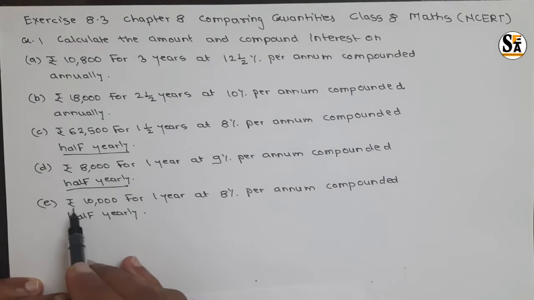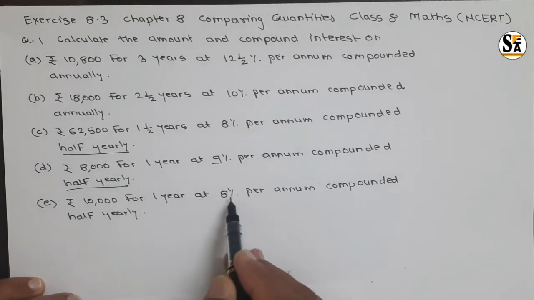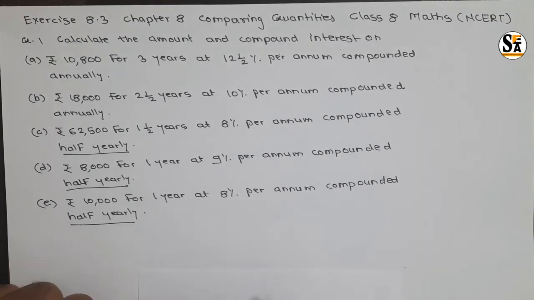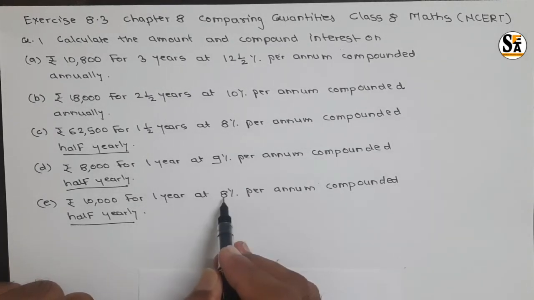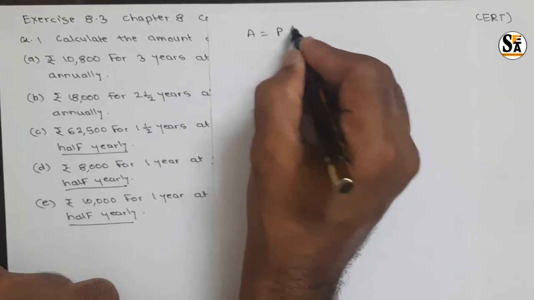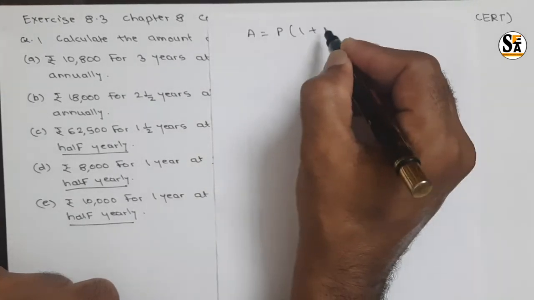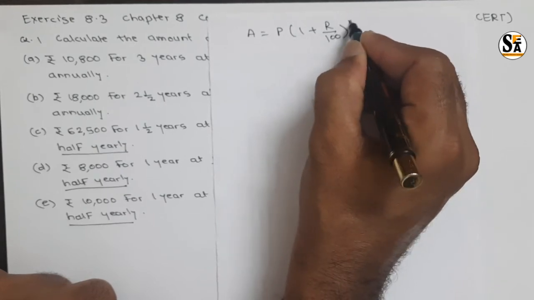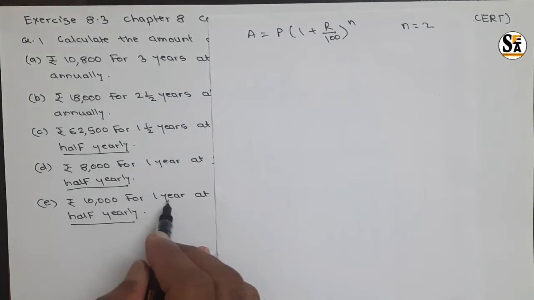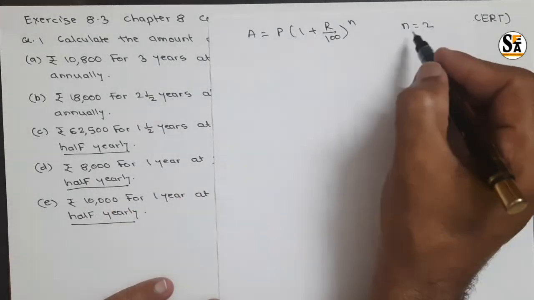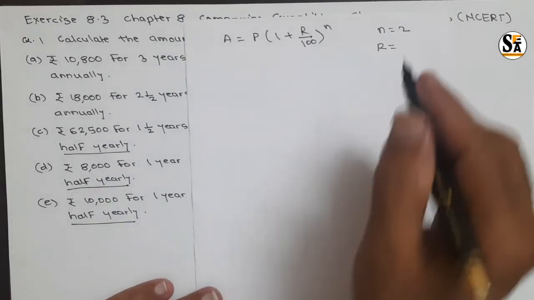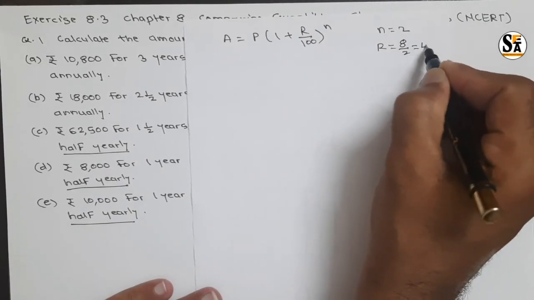Now this is the last one. Rupees 10,000 for 1 year at 8% per annum compounded half yearly. Here also half yearly is given, means n will be 2 for 1 year and rate of interest will get half. So I will write the formula here. A equal to P into (1 plus R divided by 100) raised to n. Here n is equal to 2 because it is half yearly and term is 1 year. For 1 year there are 2 half years. So n equal to 2 and rate of interest will get half of this 8%. So 8 by 2 is equal to 4.